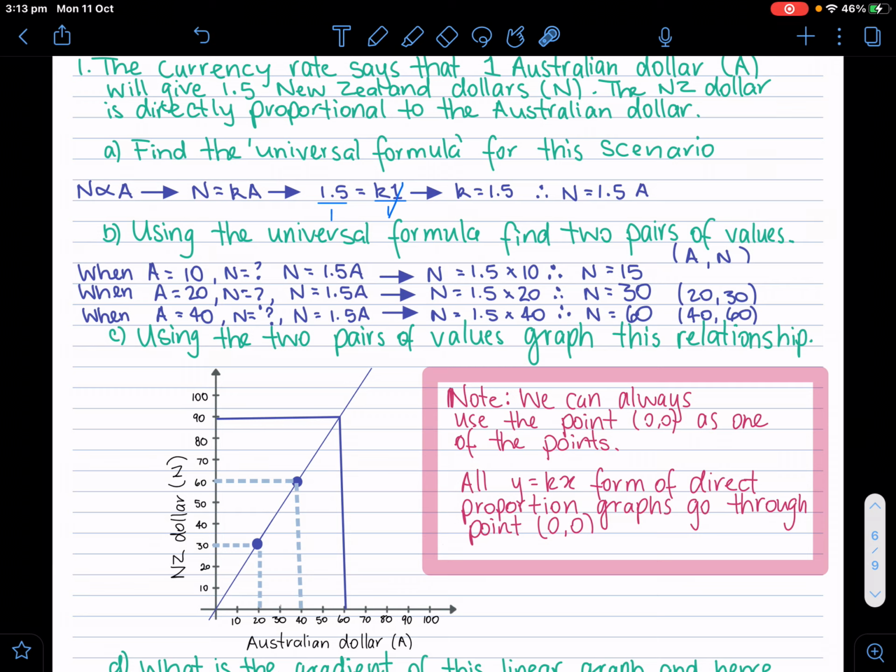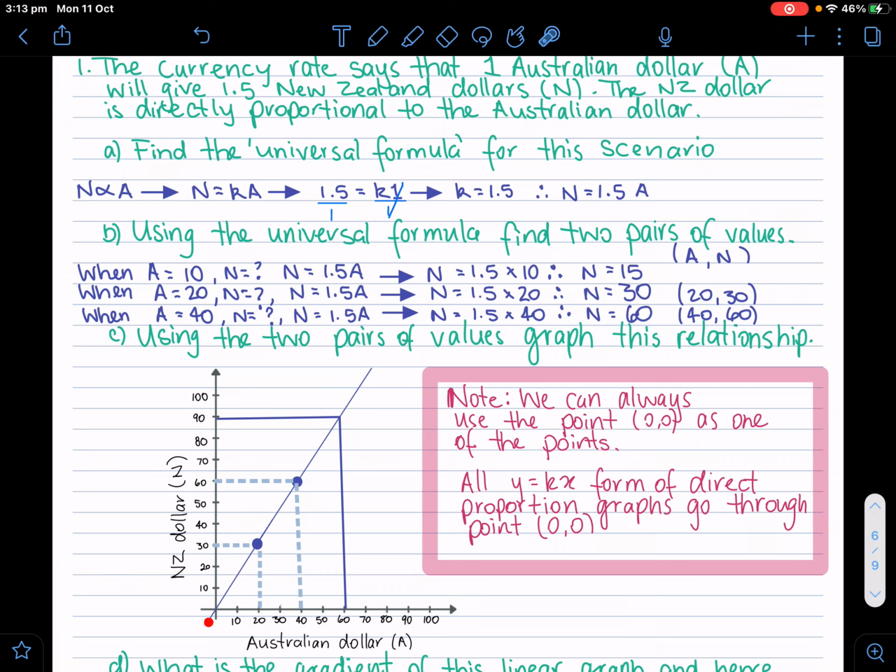So now I can plot those 2 points. So let's do the first one, 20 and 30. So 20 Australian dollars gives me 30 New Zealand. I put a dot there. Then 40 Australian dollars gives me 60 New Zealand dollars. So 40 gives me 60 and I put a dot there. Remember, when you're drawing any straight line graph, you only need 2 points and you can join the dots. And you'll see here, we then just join the dots and make a line.